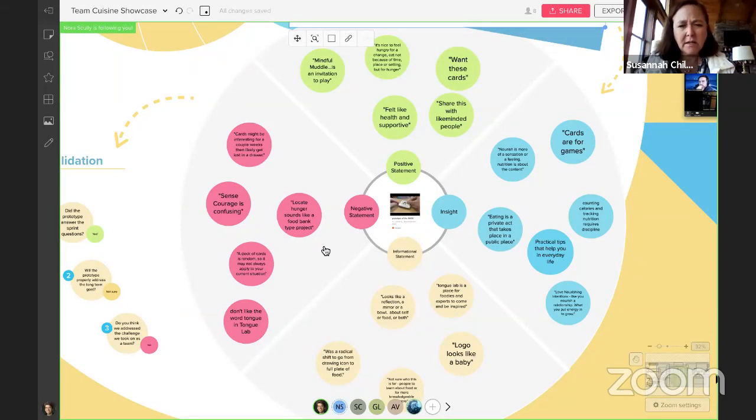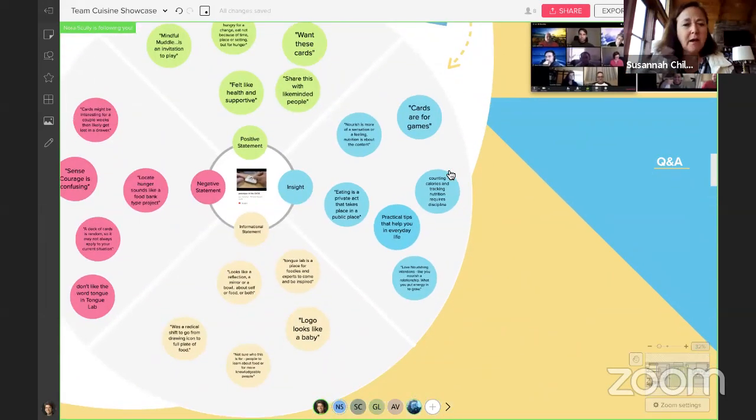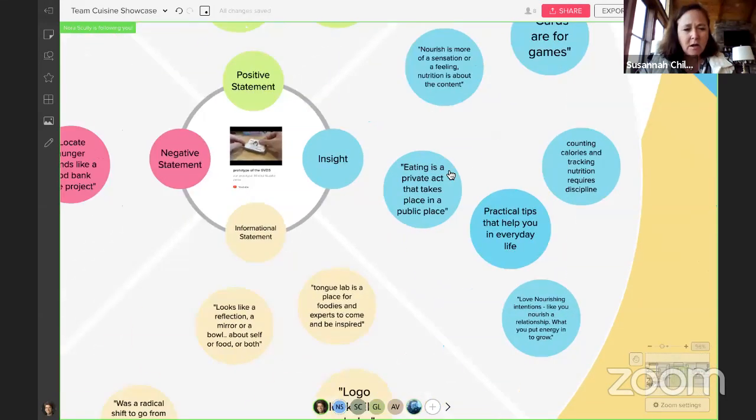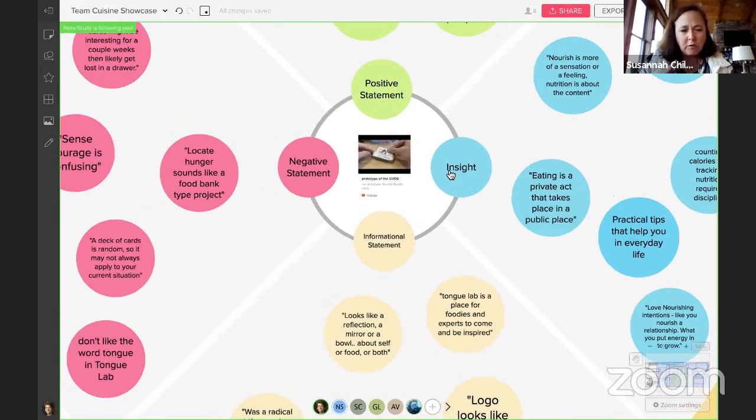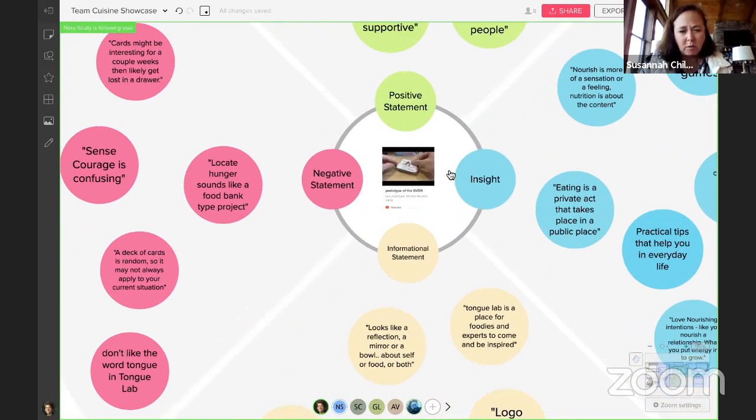I can talk to that a little bit, and Natasha jump in as well. As we showed people the cards, and I did one interview in person, and several of us did these, we got a range of responses, from this is really interesting and intriguing, to things like, well, cards might just get lost in a drawer, and I would rather have this on an app or something to send me a reminder. There was some confusion over the phrase tongue lab and what that might be, as Nora referred to a little bit, and different responses in terms of the logo.